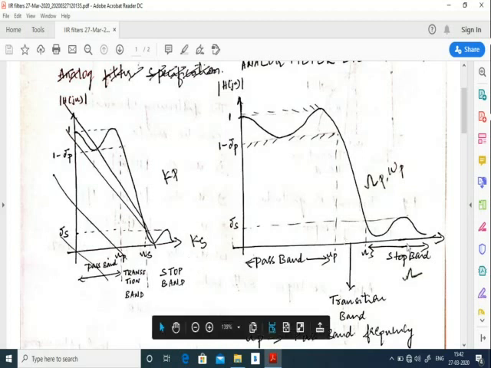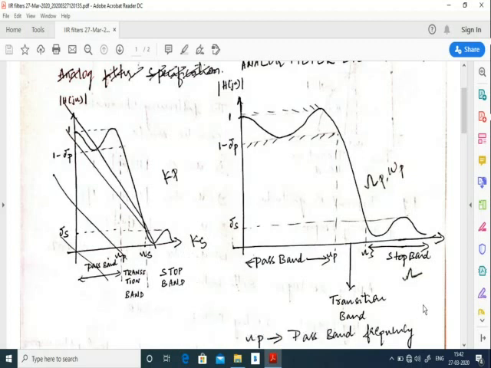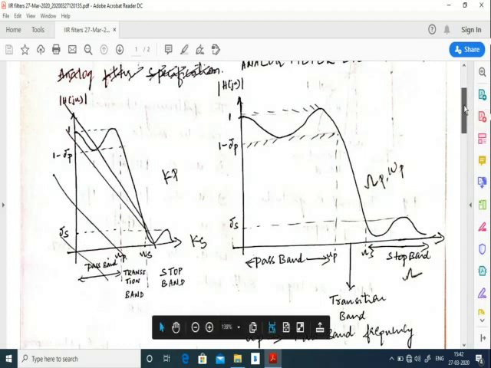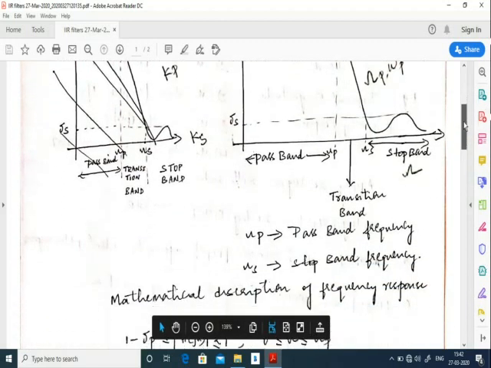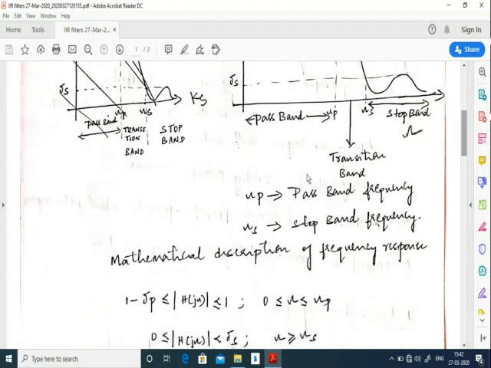So in general, if you want to design a filter, you need a minimum of these: passband frequency and stopband frequency. Corresponding to passband frequency, we have passband attenuation. Corresponding to stopband frequency, we have stopband attenuation. Hope you have understood till here. The same thing I have written here: omega p, passband frequency, omega s, stopband frequency.